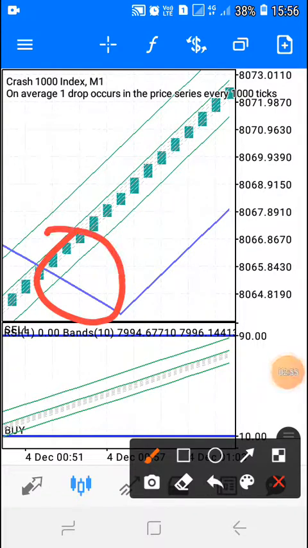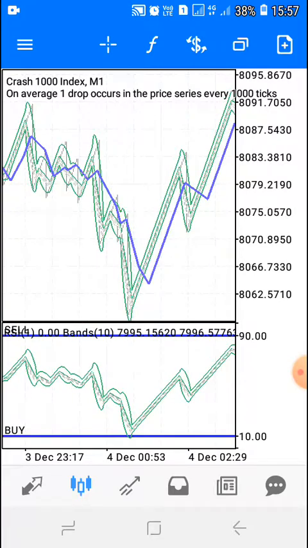Okay, here's our entry point. You guys see that? That's our entry point. We only take 2 to 5 candles. Remember, it's very important to only take 2 to 5 candles because sometimes the market can spike down, and I don't want that to happen to you. Okay, so that is how you use the strategy on Crash 1000.